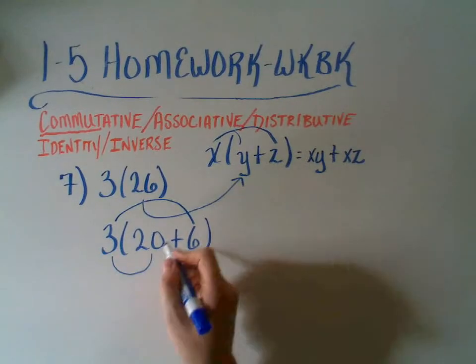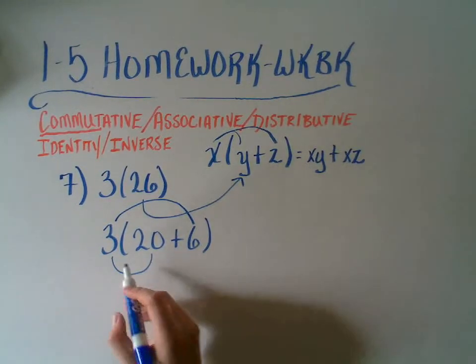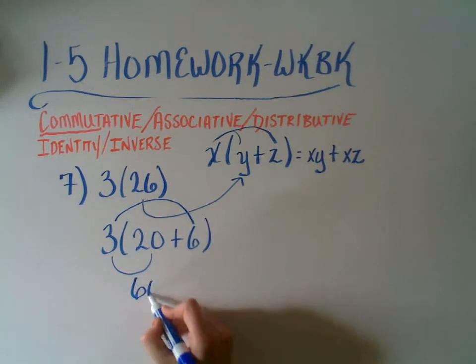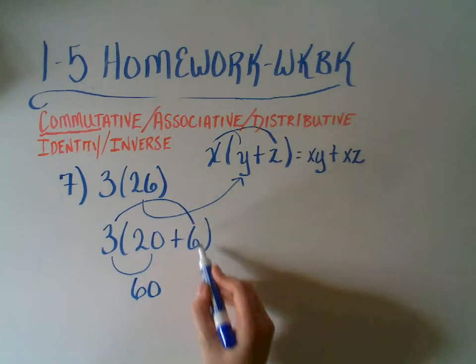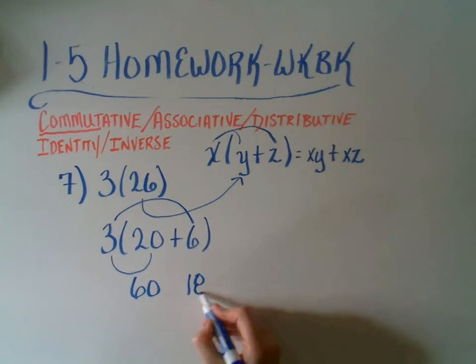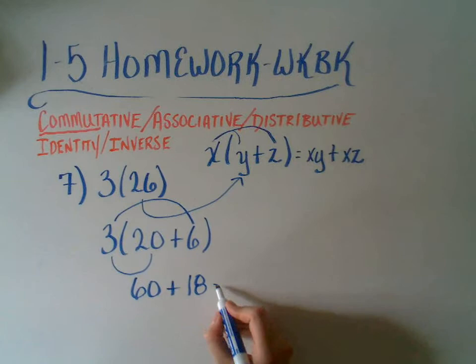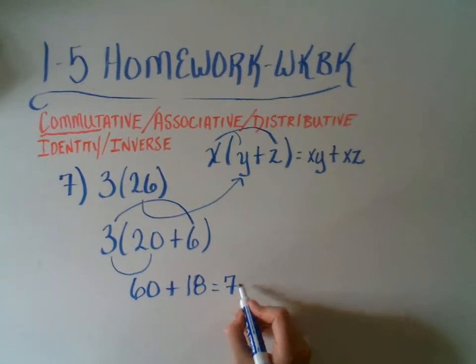Well, 3 through to the 20, that's an easy problem. 3 times 2 is 6, plus a 0 at the end is 60. 3 times 6, that's going to give me 18. So this is really the same as 60 plus 18, or 78.